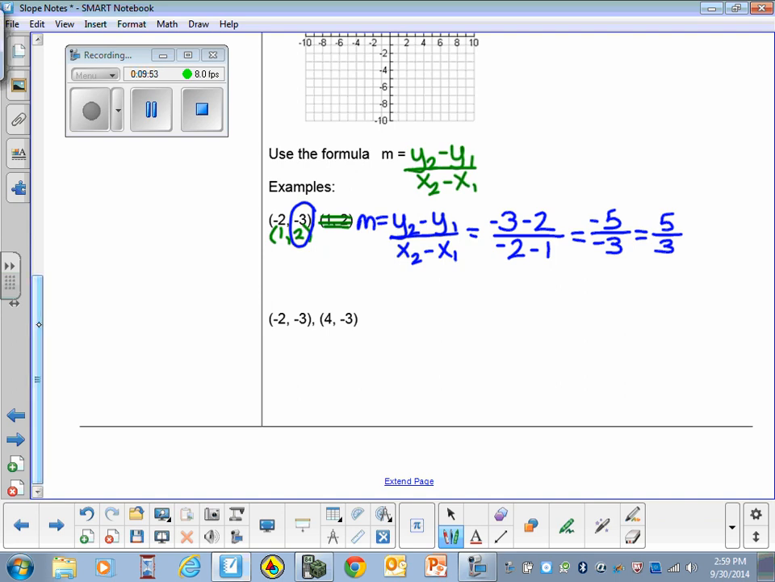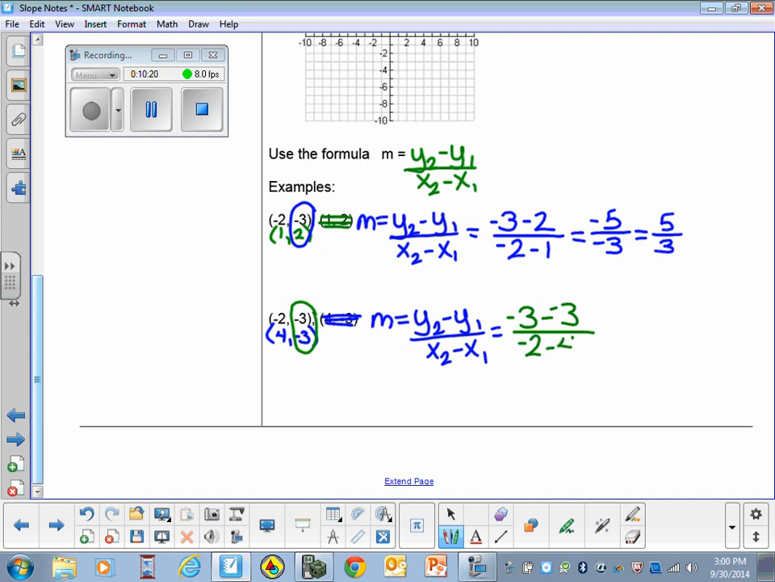So let's look at the next one. I'm going to write the ordered pair underneath, and I'm going to write my formula. Slope equals y2 minus y1 over x2 minus x1. Now, my y values. -3 minus -3 divided by -2 minus 4. Let's see, -3 minus -3 is 0 over -6. Type that into your calculator.